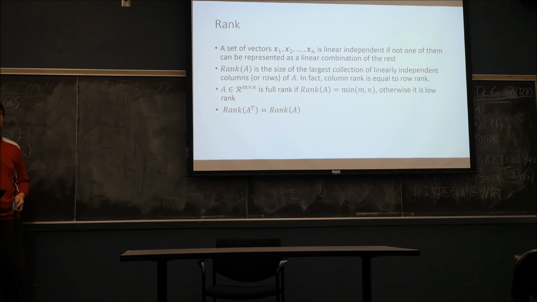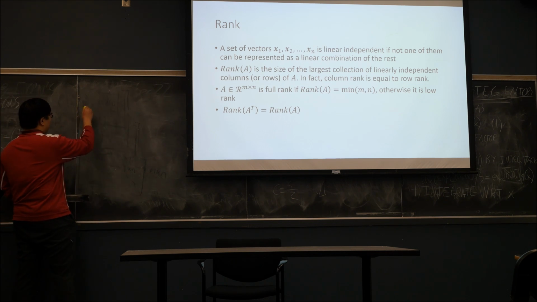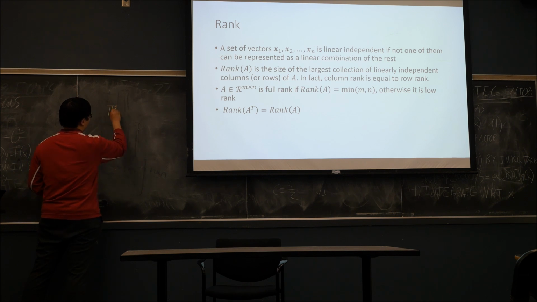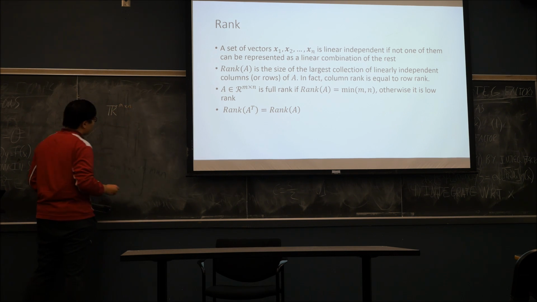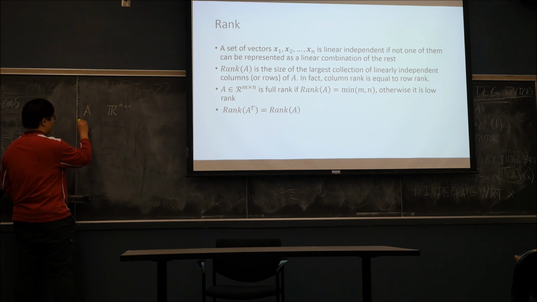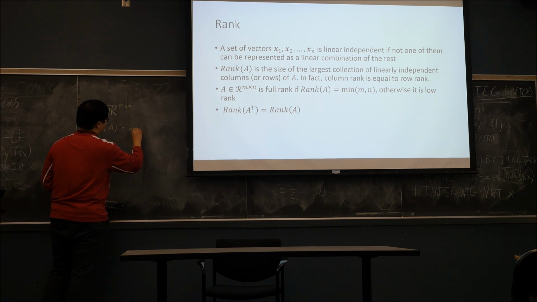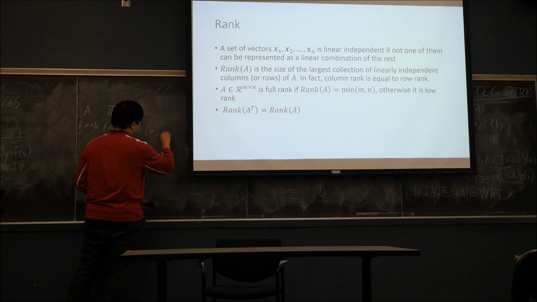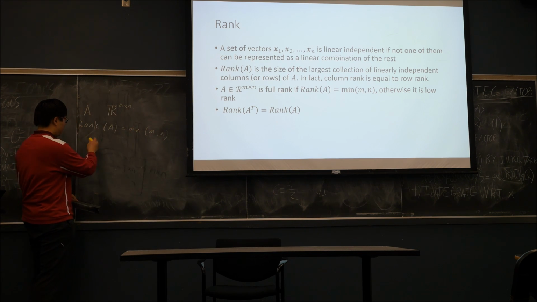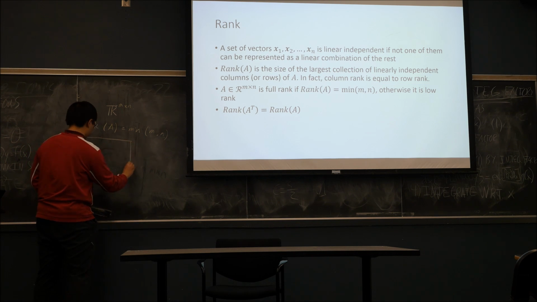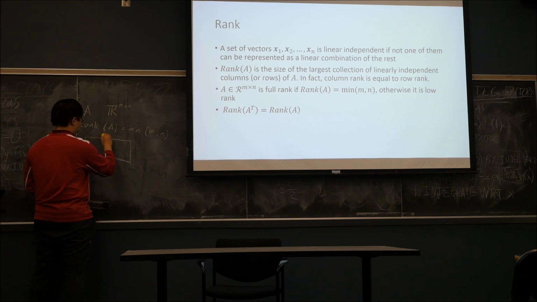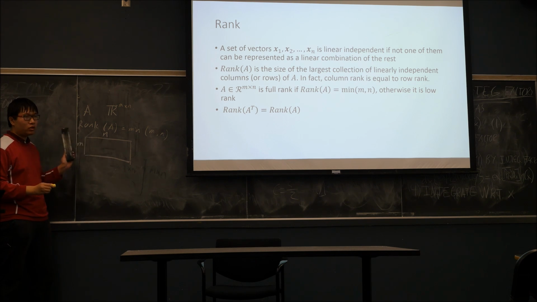So a matrix is full rank when the rank is equal to the minimum of its number of rows or columns. Basically, if you have a matrix in R^(m×n) and it's full rank, it means rank(A) is equal to the minimum of m and n. So for this case, it's equal to m.